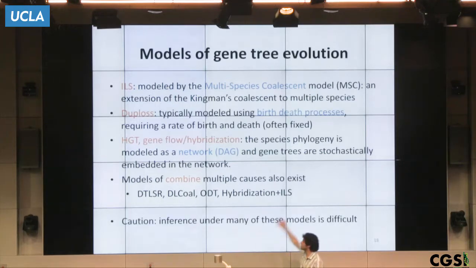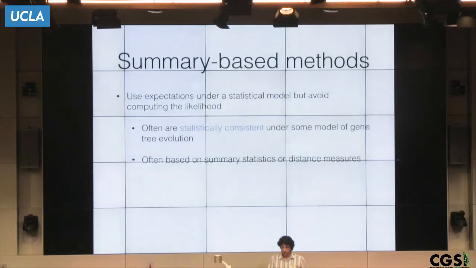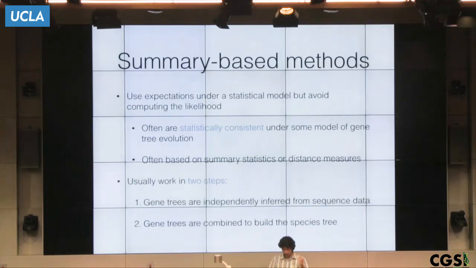The problem is, once you build these models, inference under all of them becomes extremely difficult. Even computing the likelihood of a species tree for a given gene tree is often NP-hard. So we don't really have good ways of doing inference under many of these models. Not all of them, but most of them. That leaves us with summary-based methods. Summary-based methods try to avoid making that computation, but remain statistically consistent under those models. So you don't compute likelihood, but you stay statistically consistent.